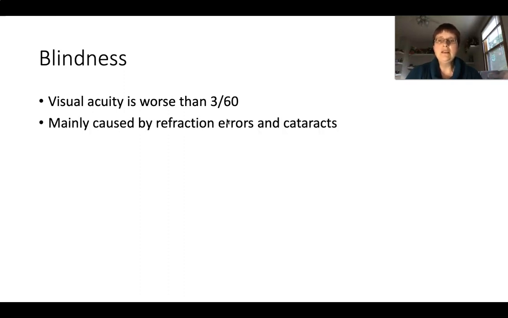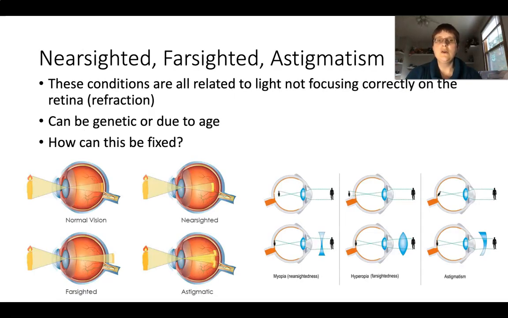So this is mainly going to be caused by refraction errors. What am I talking about with refraction errors? That's the stuff we were talking about in the previous video with nearsightedness, farsightedness, and astigmatism. These are problems with the focusing of the light either in front of or in back of the retina, or mixing the images where you get multiple copies of the image. Any of these, if they're severe enough, can lead to blindness.